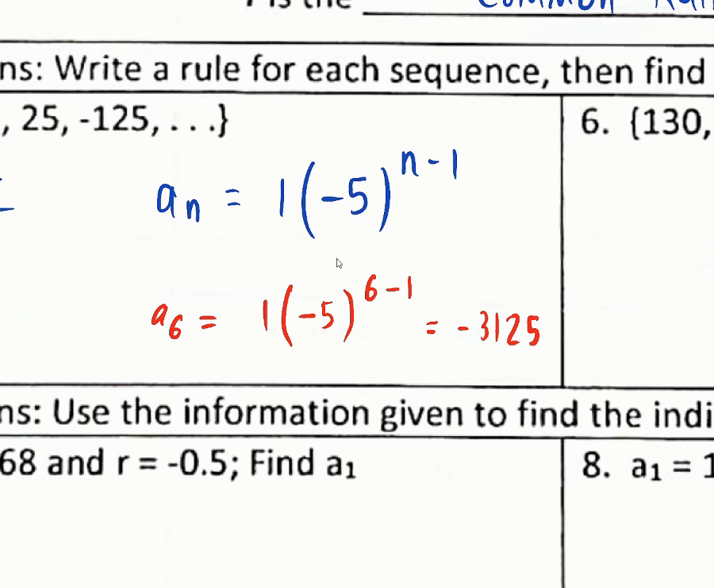So my a sub 6 value is negative 3,125. It's that easy, guys, okay? Let's look at another one, number 6 over here.